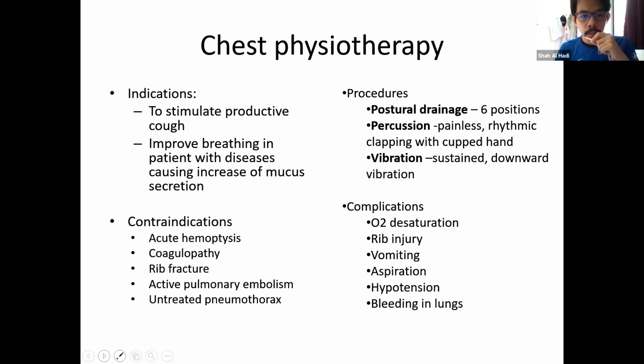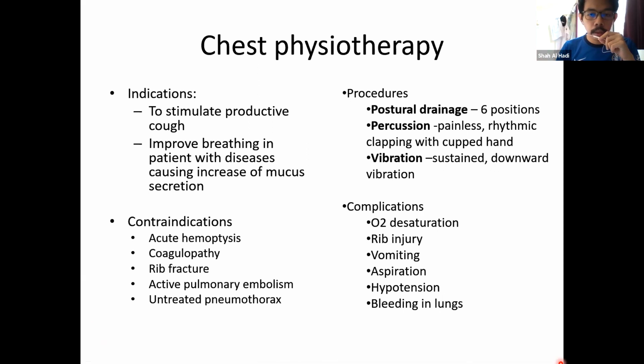There are a few contraindications in chest physiotherapy, which are acute hemoptysis, coagulopathy, or rib fracture. This chest physiotherapy can worsen a rib fracture and can lead to further complications like pneumothorax and so on.